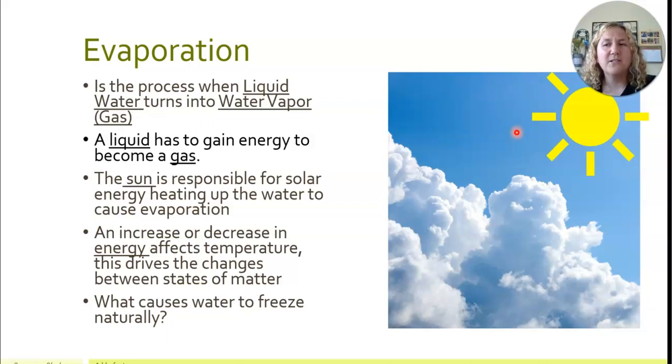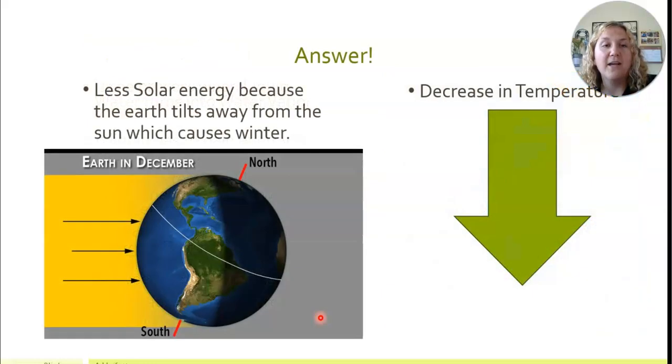And since we're going to start talking a little bit more about naturally occurring water changes, I have this question down here, and it says, what causes water to freeze naturally? So take a minute to think about that and pause if you need time to think. But I'm going to move forward, and the answer is that we have less solar energy in the wintertime, and that is because the Earth is tilted away from the sun, which causes winter.